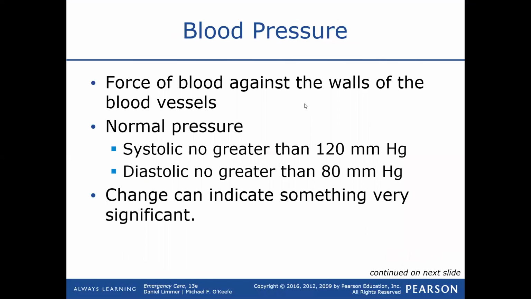Okay, blood pressure, okay? Blood pressure is the force of blood against the walls of the blood vessels, okay? Normal, again, these are normal adult vital signs, okay? We want to see 120 over 80. Systolic is the top number. We want that no greater than 120 millimeters of mercury, and that's the unit of measurement we use for this. Diastolic no greater than 80. Change can indicate something very significant.